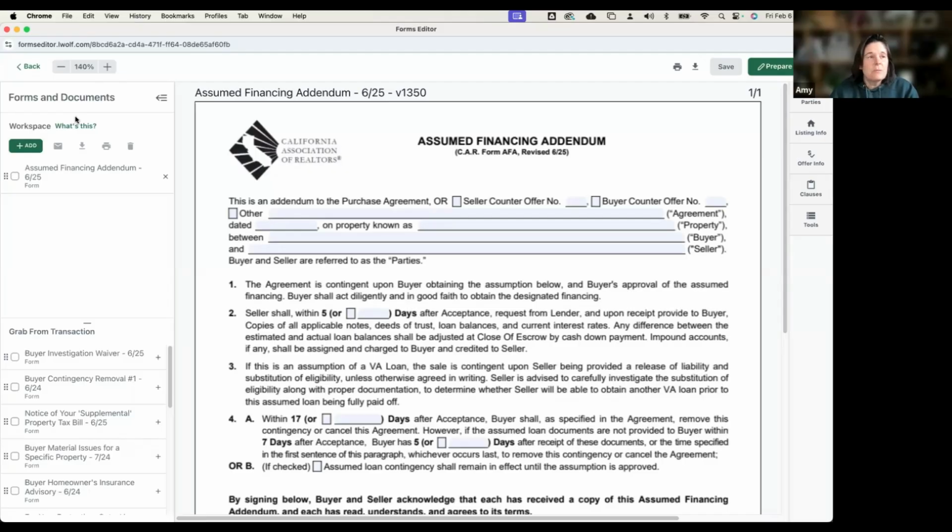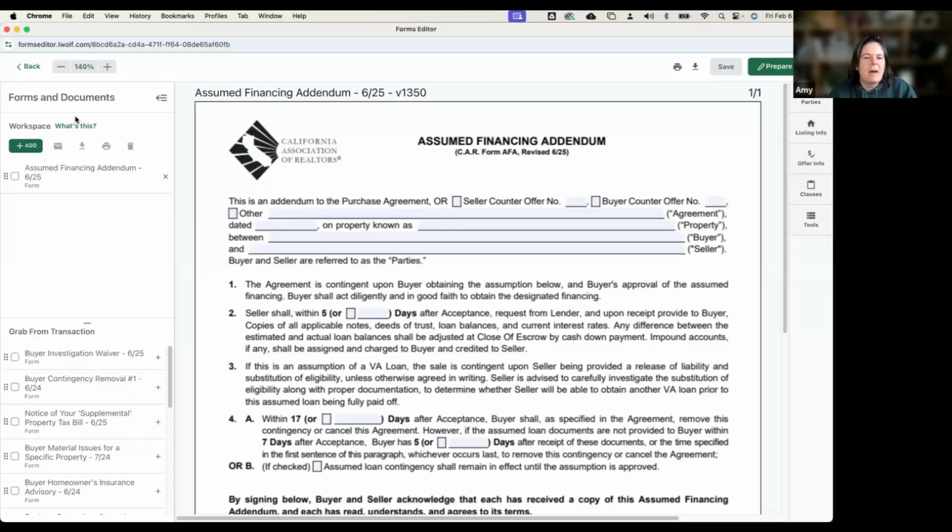Number 2 is seller shall, within 5 days is the default. We can always check that box and change it, but the default is within 5 days after acceptance, request from lender, and upon receipt, provide to buyer copies of all applicable notes, deeds of trust, loan balances, and current interest rates. Any difference between estimated and actual loan balances shall be adjusted at close of escrow by cash down payment. Impound accounts, if any, shall be assigned and charged to buyer and credited to seller. So it's saying, hey, within 5 days, seller needs to request this and provide those copies to the buyer.